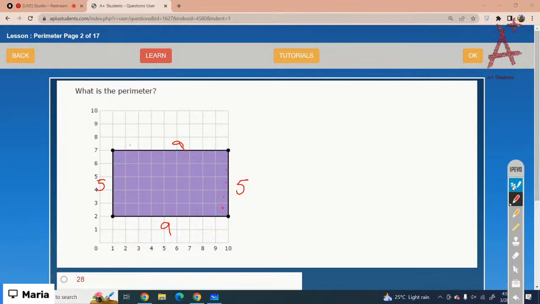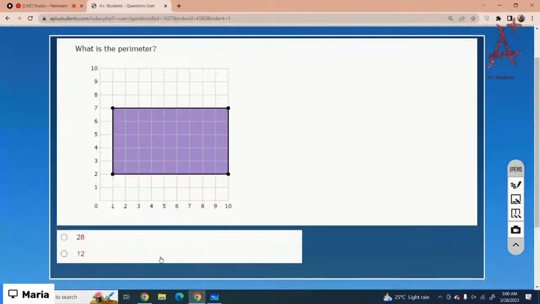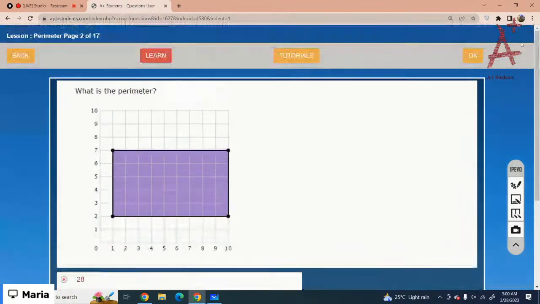So let's add for the perimeter, you have to add all side lengths. It would be 9 plus 9 plus 5 plus 5. That is 18 plus 10, 28. When you add them, it makes 28. So the correct option is 28.